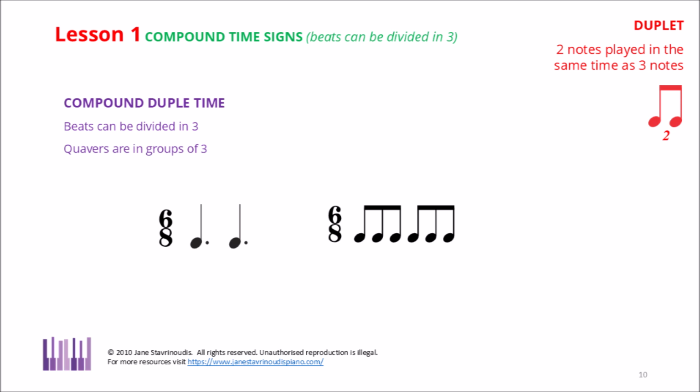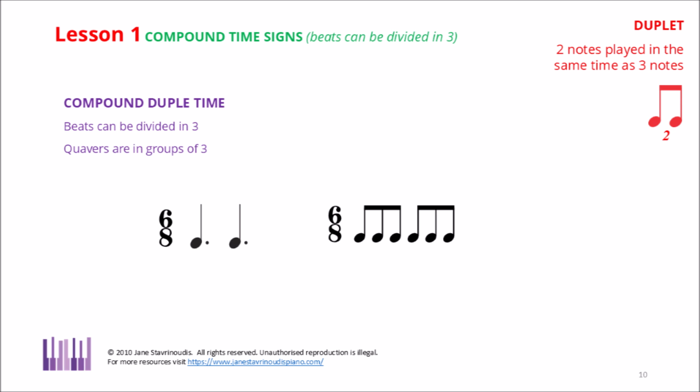In compound time, we put quavers or eighth notes into groups of 3 and count each group, because compound time signatures often have larger top numbers than simple time and can be difficult to count. If there's an 8 on the bottom, it means that a quaver or eighth note is going to be worth 1 count. This example is compound duple time, or 6/8. This means that there will be 6 quaver or eighth notes in each bar, but we will be counting them in groups of 3, therefore there'll be 2 groups.